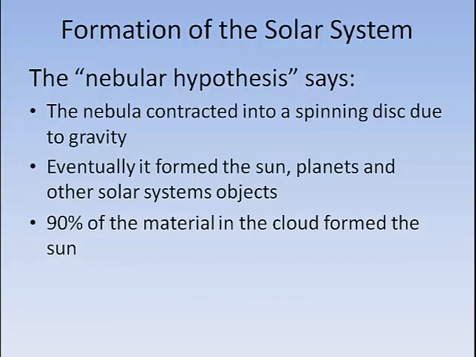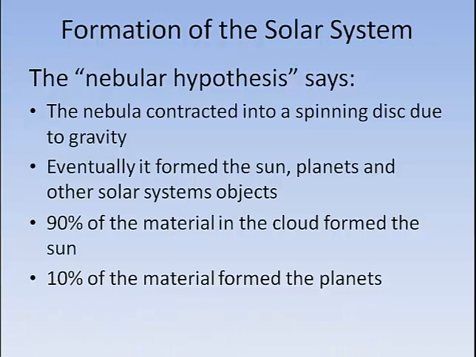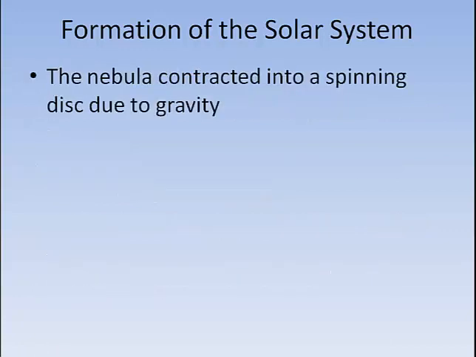90% of all the material in the cloud ended up in the sun, and 10% of it formed the planets and everything else. And we'll go into a little detail. So, this nebula contracted due to gravity, and as it contracted, it began to spin faster, and it formed a disk, kind of like a frisbee.